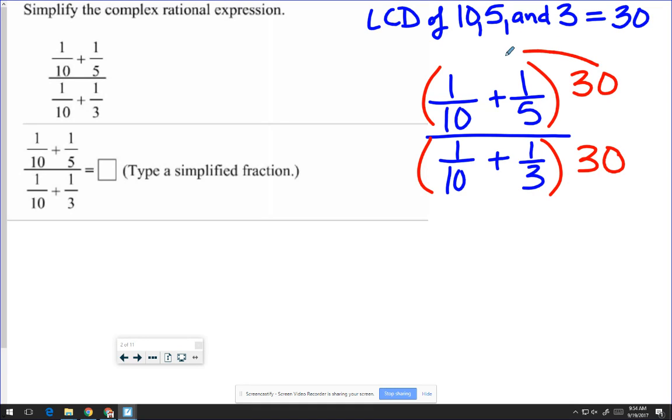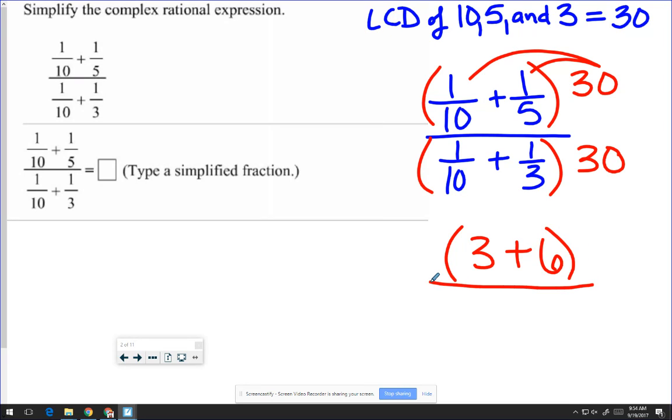So I'm going to multiply 30 times 1/10 and 30 times 1/5. Well, 30 times 1/10 is going to be 30 over 10, which is 3. 30 times 1/5 is going to be 30 over 5, which is 6. On bottom, it's going to be 30 over 10 again, which is 3. And then 30 over 3, which is 10.